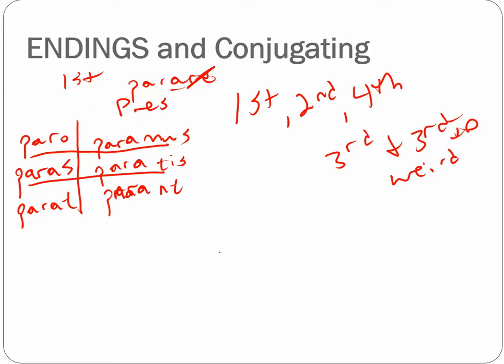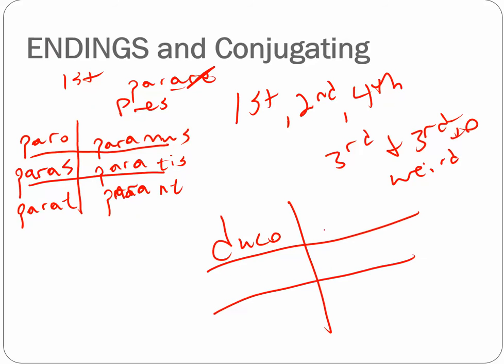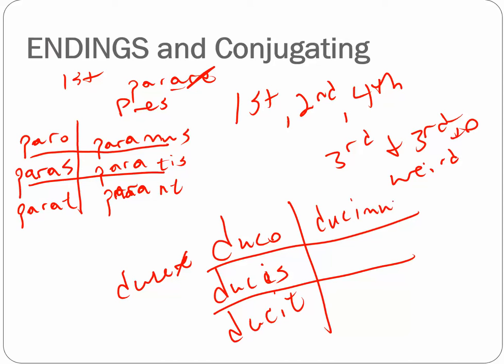The stem vowel changes. So a third would be like duco, ducere. So I lead would be duco. And there's an E there. It's ducere, but it changes to an I. So it becomes ducis, ducit, ducimus, ducitis, and then the last one becomes a U, so it's ducunt.